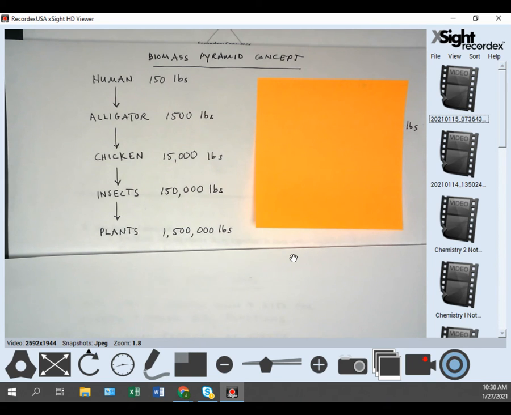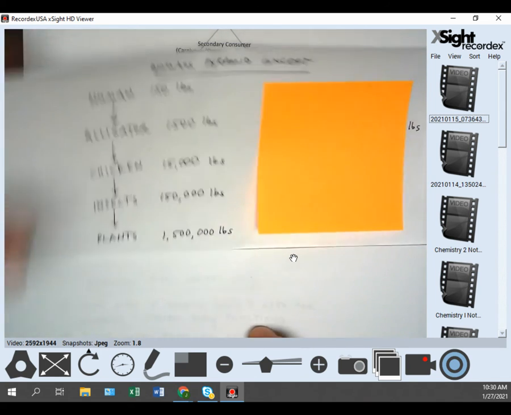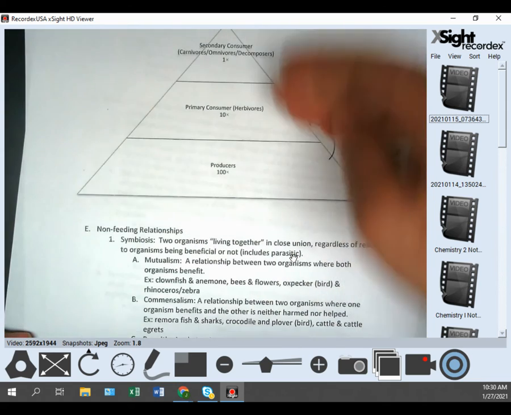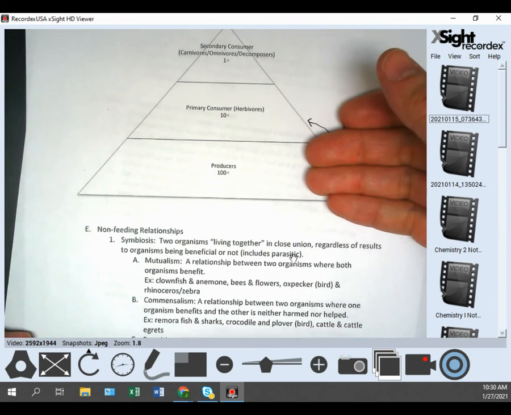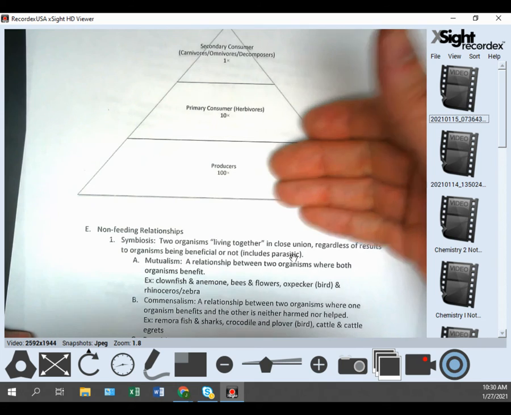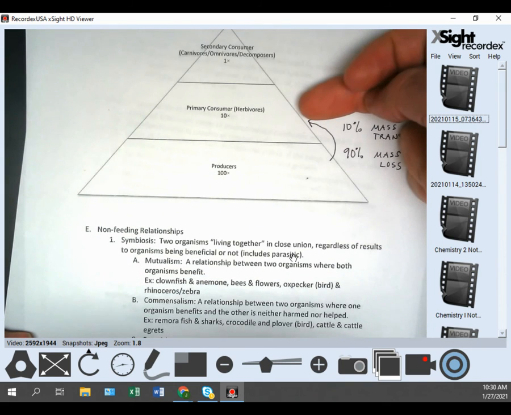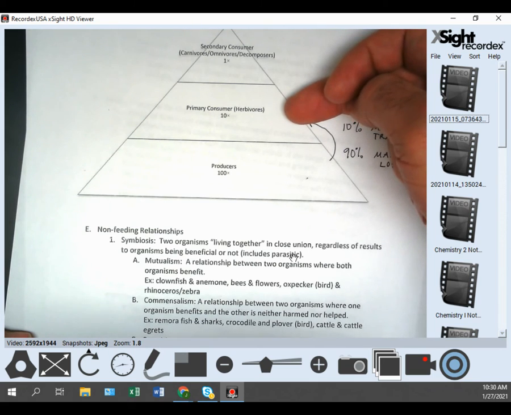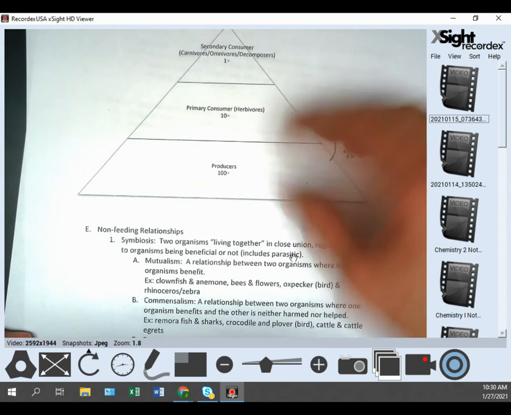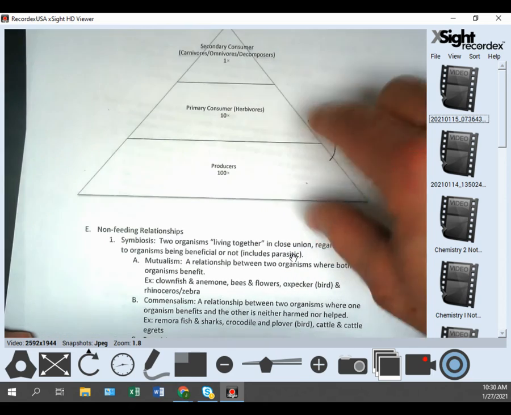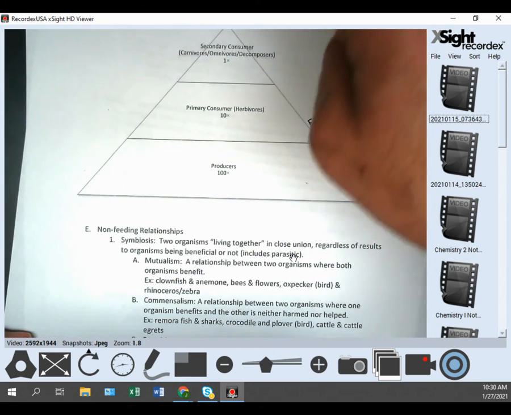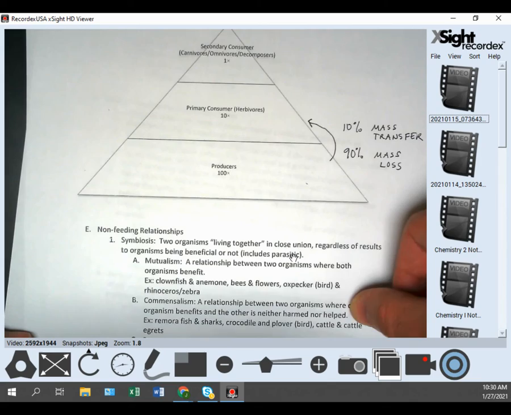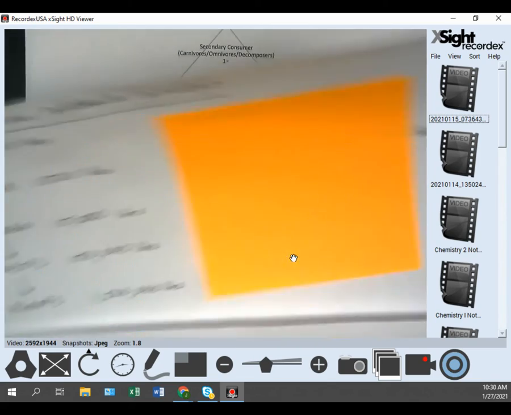Okay. Now, one of the concepts that I'm trying to drive home, and why I did this, is: why is the producer category so much larger? It's because of the energy or mass loss as they're eaten. You need a much larger amount, 10 times actually each time, to sustain the organisms that eat higher up on the pyramid. Okay, so that's one thing.